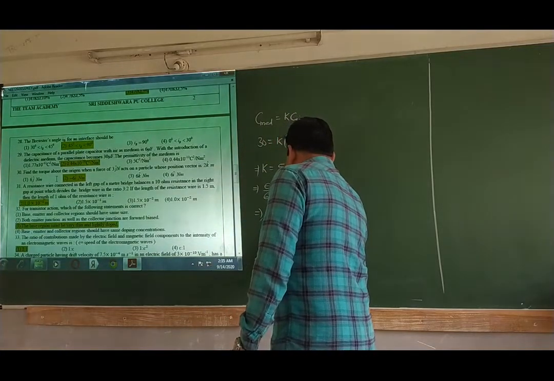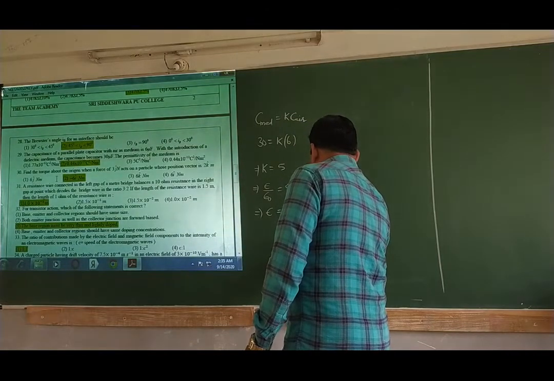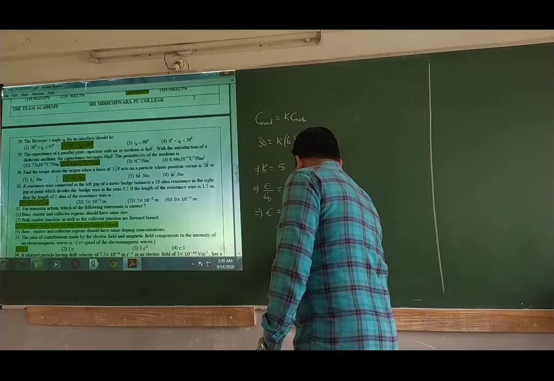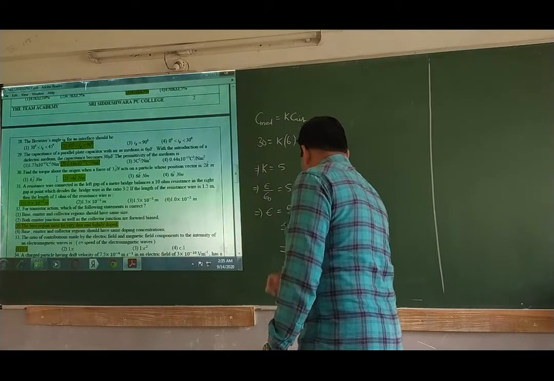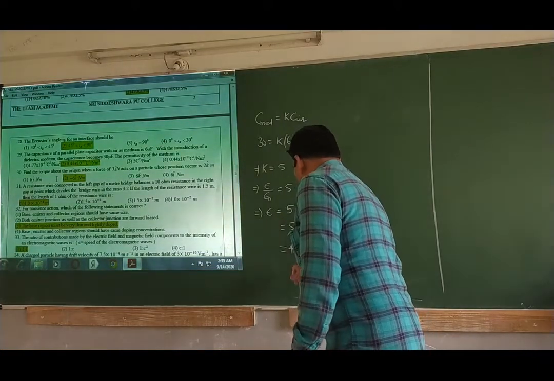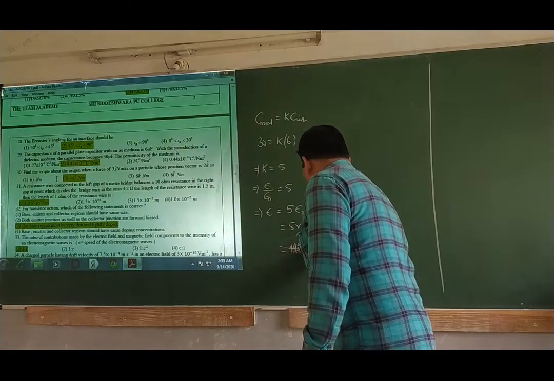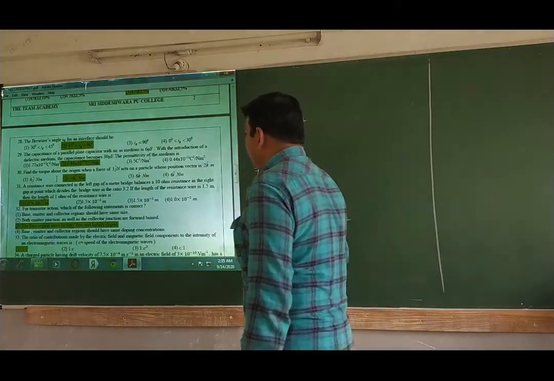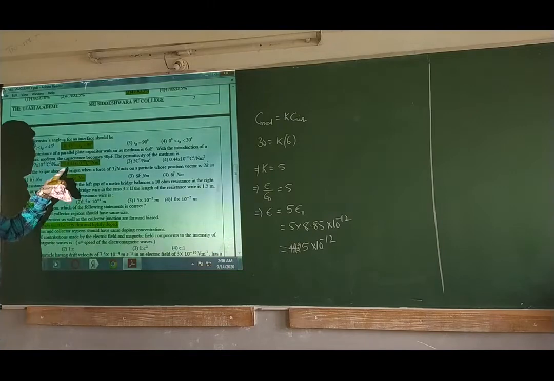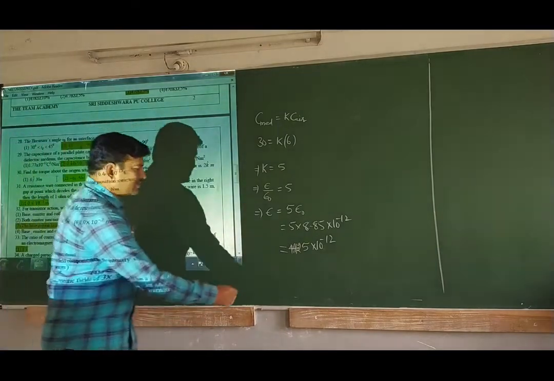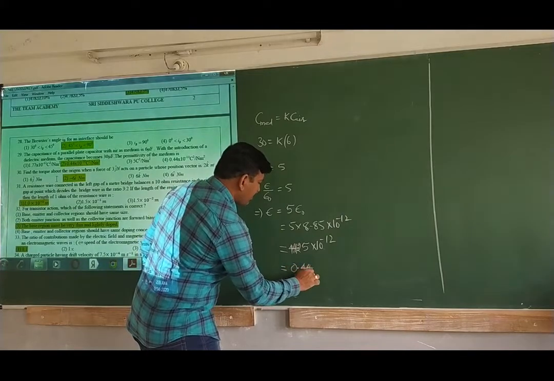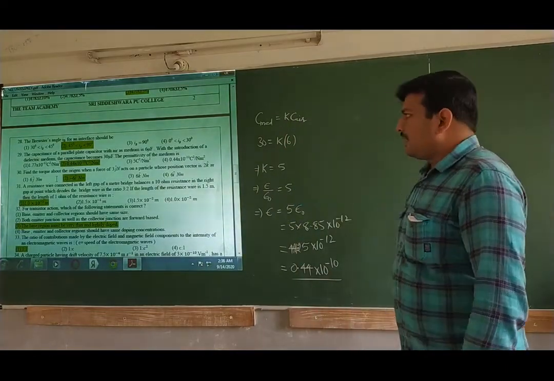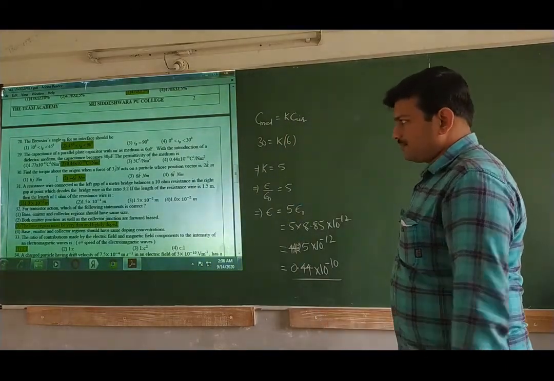That is 5 into 8.85 into 10 to the power of minus 12. That is nothing but 5 fives are 25, 5 eights are 40, and 4 and 4 is 44. Yes or no? So 44.25 into 10 power minus 12. Now what is the right answer here? Here 10 power minus 12 is there and here 44.25 is there. Therefore, how can I write this? 0.44 into 10 to the power of minus 10. This will be the right answer. Is it clear? Next, 38th question.